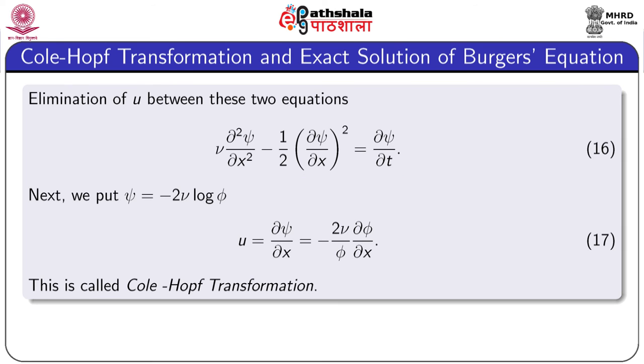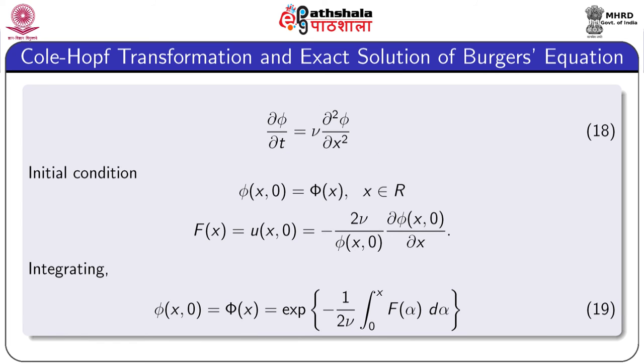Now, we put the transformation. That means we are trying to transform the variable psi to another variable phi such that psi equals minus 2 nu log phi. And we know that u equals ∂psi/∂x. So, in terms of phi, u becomes minus 2 nu by phi, ∂phi/∂x. And this particular transformation is called Cole-Hopf transformation. Now, using this transformation, we are trying to write equation 16 in terms of the variable phi.